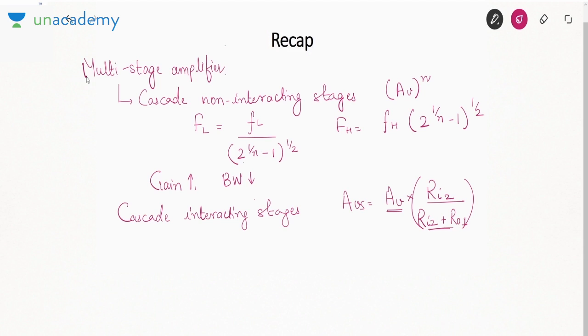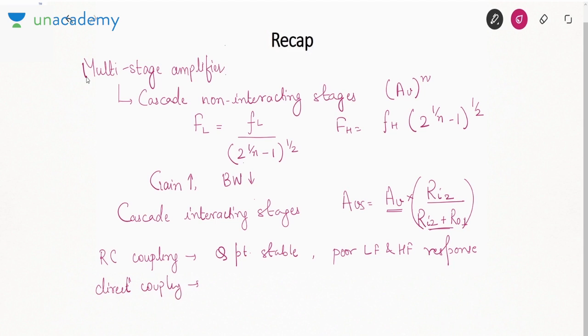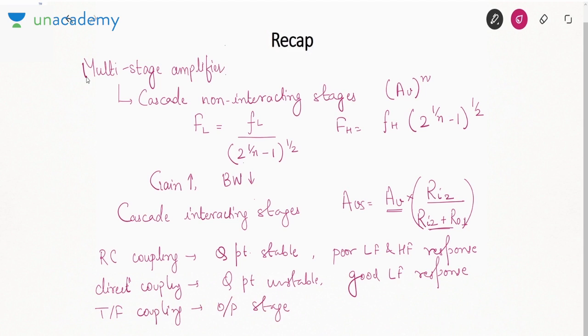And then we saw that there are three types of coupling. The first was RC coupling. The benefit was that the Q point is stable, but the disadvantage was poor low frequency and high frequency response due to the coupling capacitor. Then we saw direct coupling. The disadvantage was that the Q point was unstable, but it has good low frequency response. And at last we saw transformer coupling, which is mainly used in the output stage, and it makes the circuit bulky, but it can be used in impedance matching.